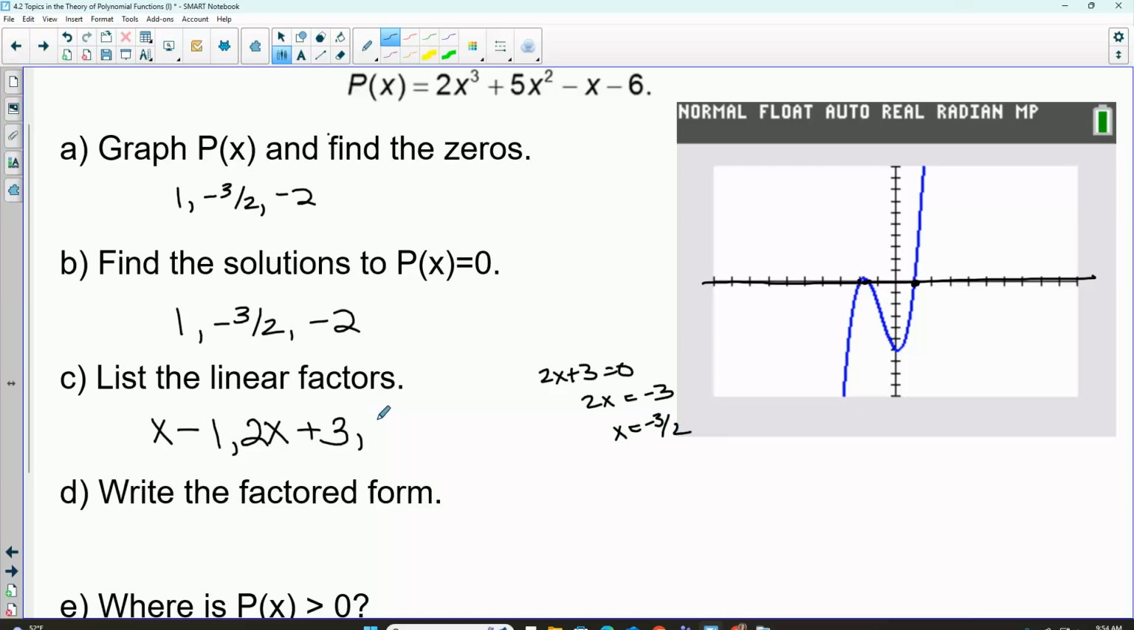If -2 is a 0, what would we have? Okay. So the factored form is just these parentheses multiplied together.